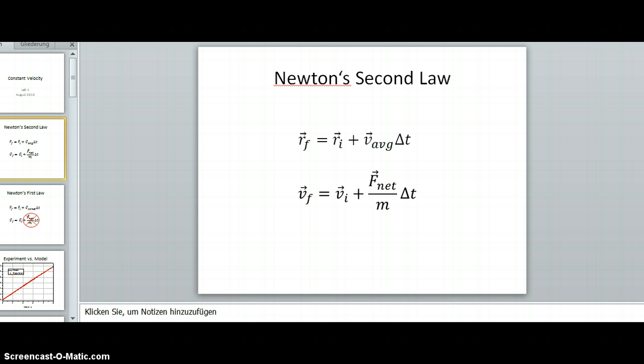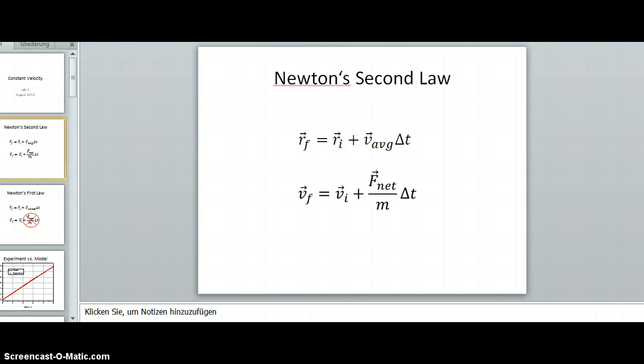The first one is that the final position is equal to its initial position plus a term of the average velocity and the change in time. And the second equation shows that the final velocity is equal to the initial velocity plus the net force times the change in time divided by the mass of the object. With the two equations, we can describe the motion of every object.